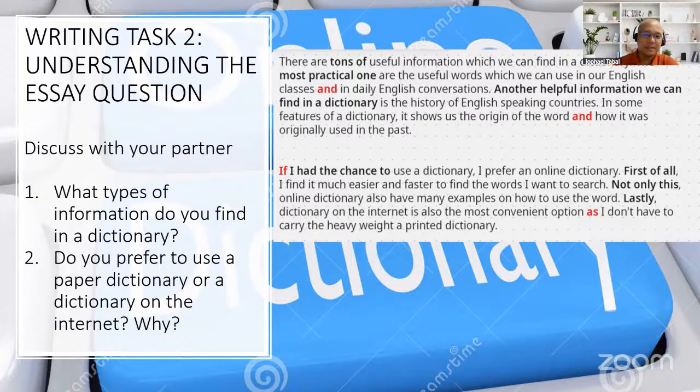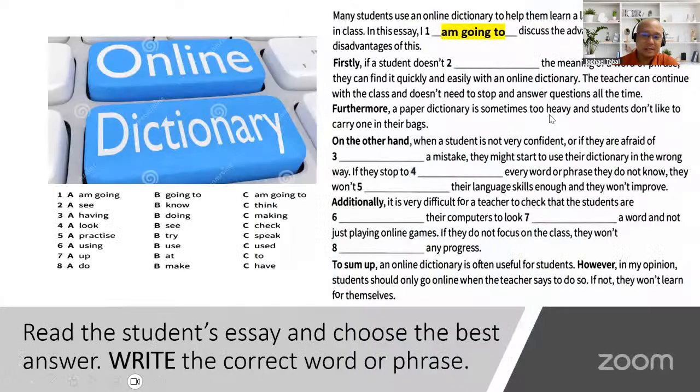Okay. Now let's move to writing task 2. Before we study how to do writing task 2, which is a complete essay, I want you to fill in the gaps numbers 1 to 8 here, and you can choose the answer from the choices. For example, many students use an online dictionary to help them learn a language when they study in class. In this essay, we have here, 'I'm going to', A is the answer, so you write the answer. I'm going to discuss the advantages and disadvantages of this. So this here means using an online dictionary to help students learn a language when they study in a class.